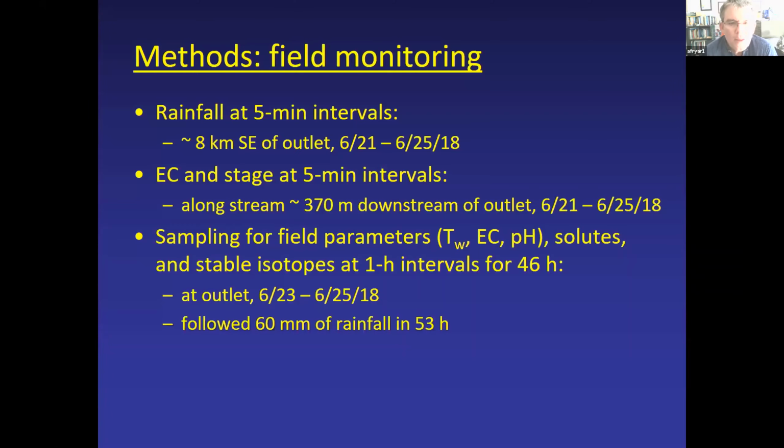So our methods in terms of field monitoring included monitoring rainfall at 5-minute intervals about 8 kilometers southeast of the outlet, electrical conductivity and stage at 5-minute intervals, as I said, about 370 meters downstream of the outlet. And we sampled for field parameters, water temperature, electrical conductivity, and pH, as well as solutes, which I won't get into detail about, as well as stable isotopes at hourly intervals for 46 hours at the outlet. And this followed 60 millimeters of rainfall in about a 53-hour period. This was all between June 21st and June 25th of 2018.